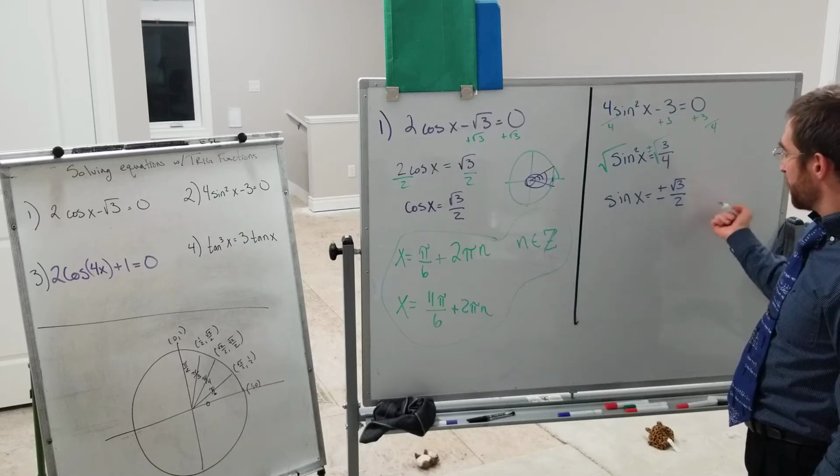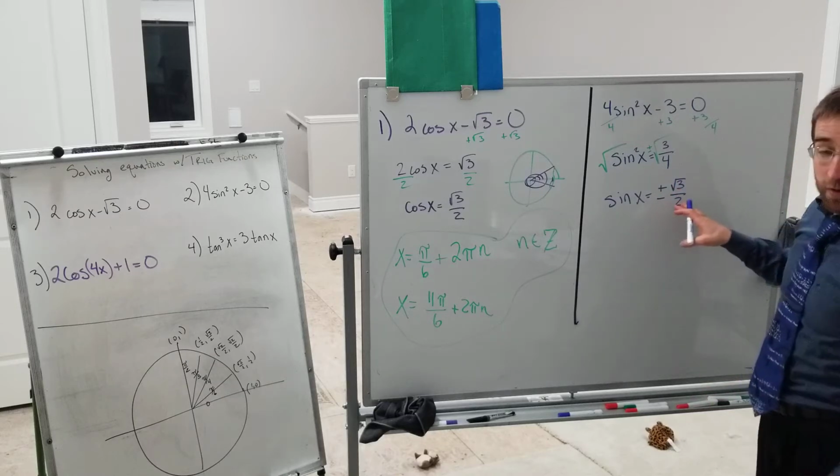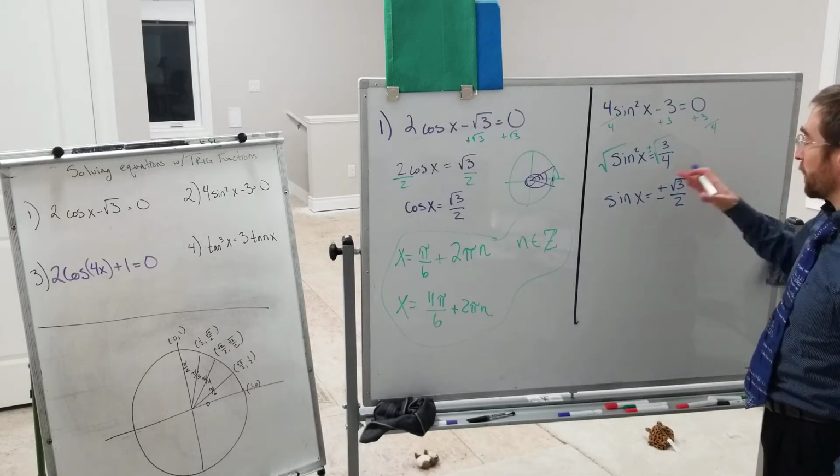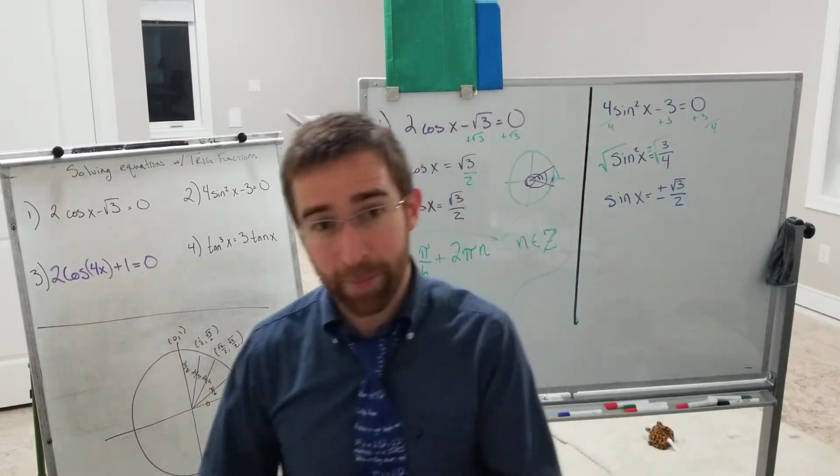Square root of 4 is 2. That's where that root 3/2 comes from. And if I square positive root 3/2, I get 3/4. If I square negative root 3/2, I still get 3/4. So that's why we gotta have that plus minus in there.